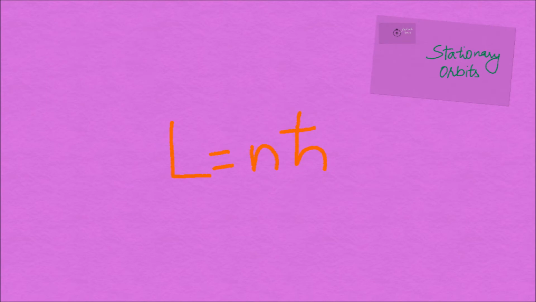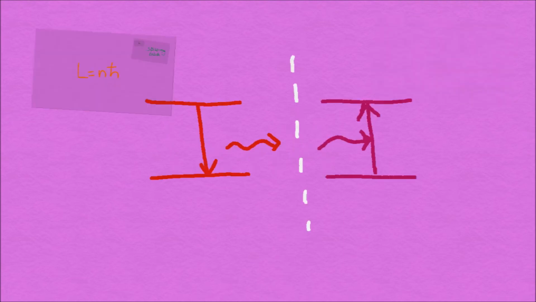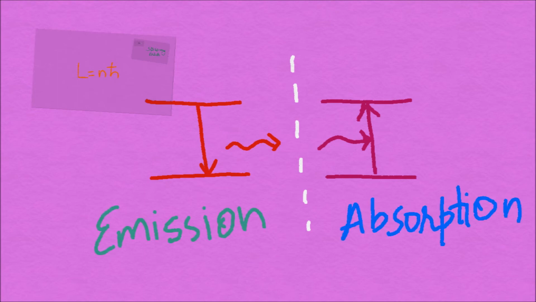The stationary orbits have orbital angular momentum of the electron, L, as an integral multiple of h cross. Atom radiates energy only when the electron jumps from a higher stationary orbit to a lower stationary orbit. That is, emission or absorption of radiation occurs only when the electron jumps from one allowed orbit to another.